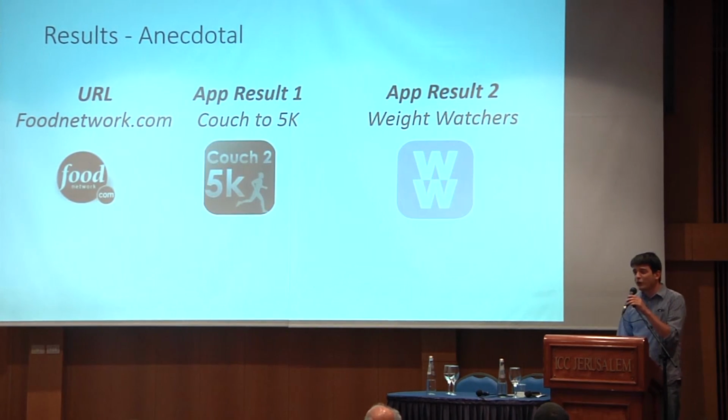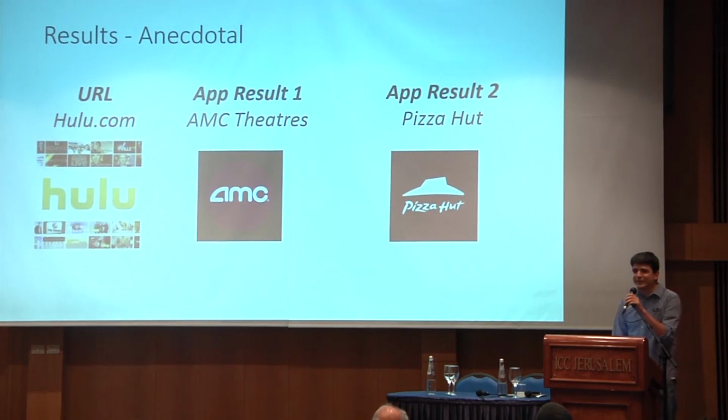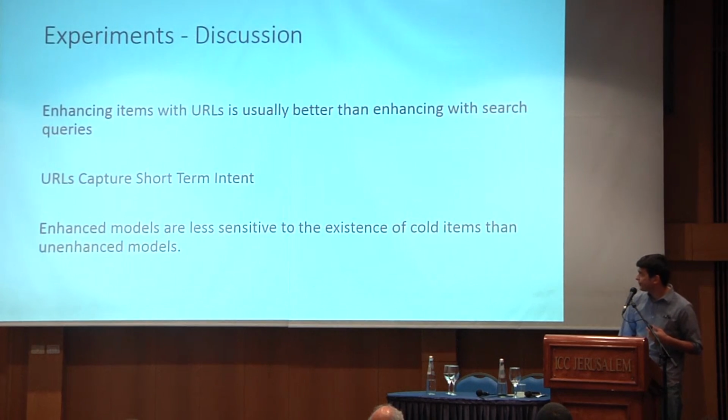Here we see someone who surfed to FoodNetwork.com. He's recommended Couch to 5K, which is an exercise app, and Weight Watchers, which is a diet app. Very interesting result. Here we see Hulu.com. We recommended AMC, a movie watching app, and Pizza Hut, which is a pizza delivery app. So in industry, we do this kind of subjective evaluation because we must, but it is subjective, so judge for yourself whether these are good or bad.